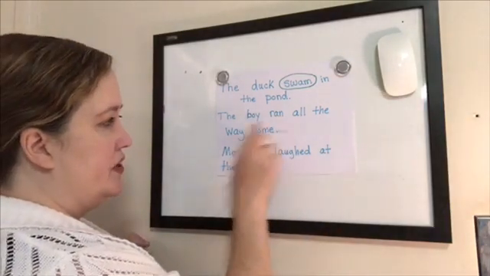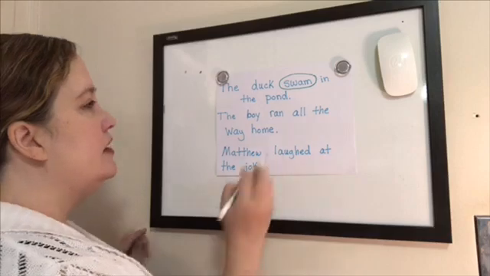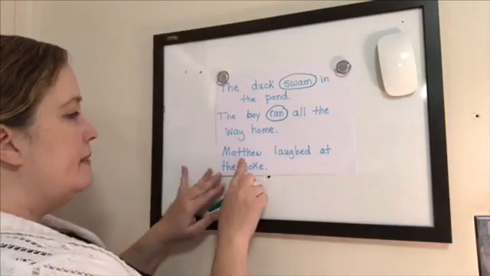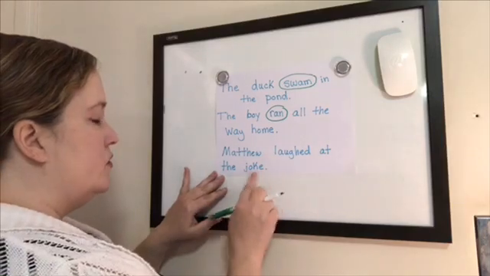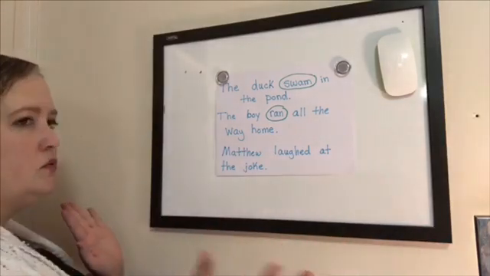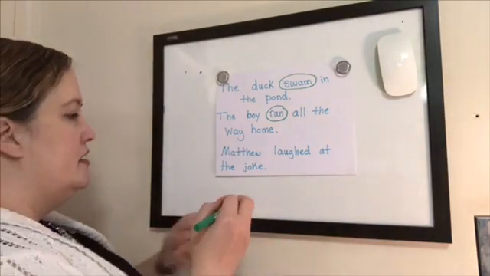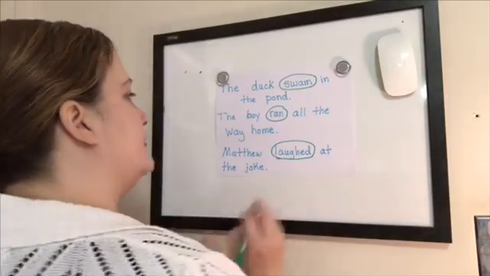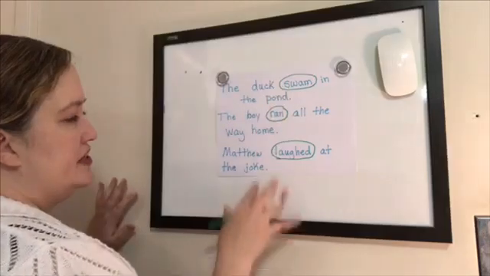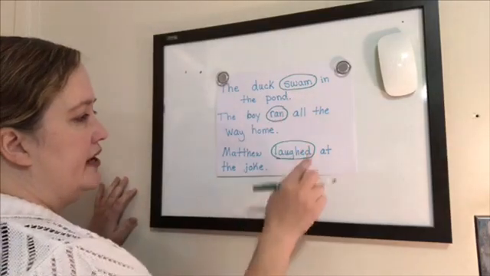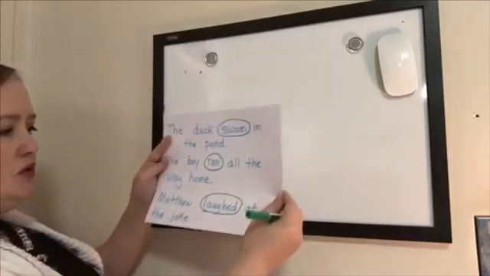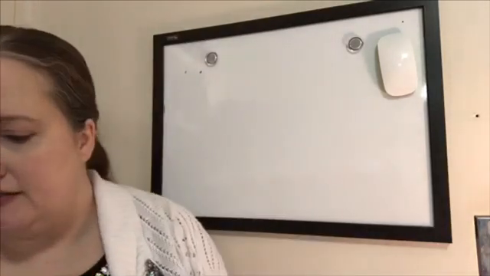The boy who ran. Where did he run? He ran all the way home. So this is the verb ran. Matthew laughed at the joke. Subject Matthew. What did he do? He laughed at the joke. I bet it was funny. Would have loved to hear it. So the action words on these three are swam, ran, and laughed. They're actions. The duck swam, the boy ran, Matthew laughed.